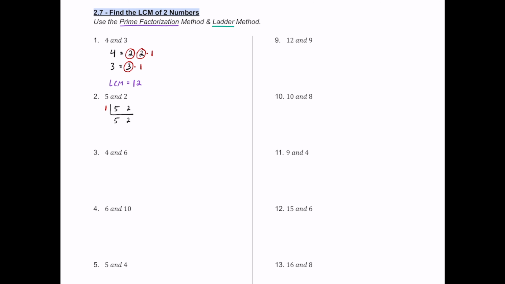And notice that 5 and 2 have nothing in common here, so if we multiply all the outside numbers, 1 times 5 times 2, that's going to be 10, so the LCM here is going to equal 10.